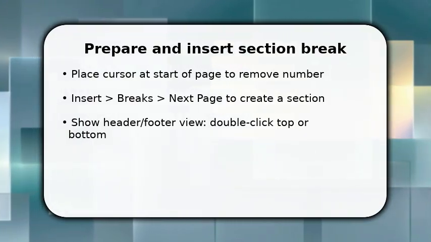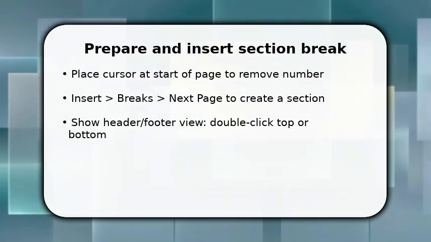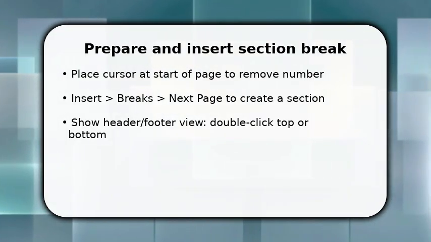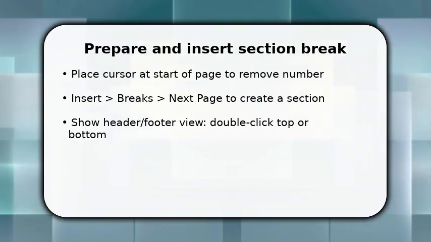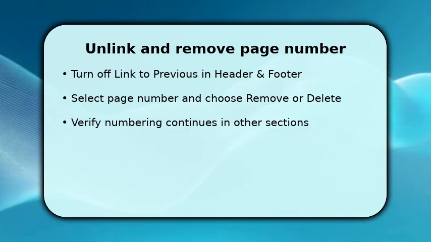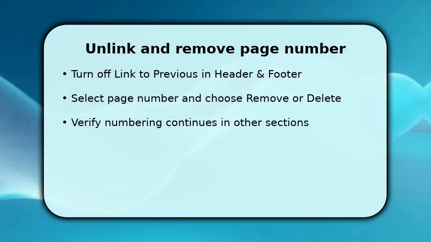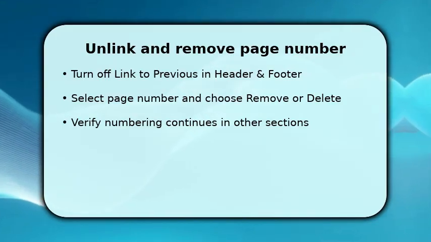Then double-click the header or footer area to open the header and footer tools. Make sure you can see the section label in the status bar so you know you're editing the correct section. With the header or footer open, immediately click Link to Previous to unlink the new section from the prior one. This stops numbering changes from cascading.